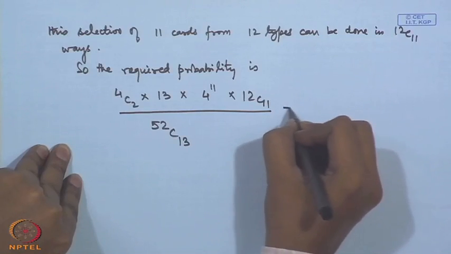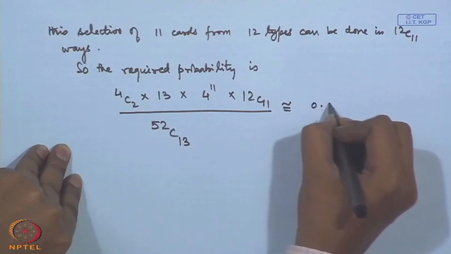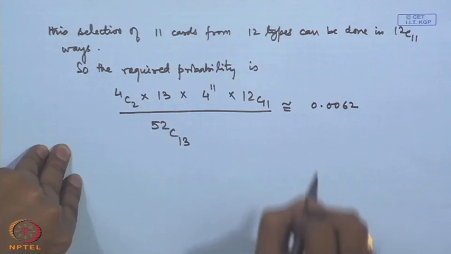So, the required probability is 4C2 into 13 into 4 to the power 11 into 12C11, and the total number of ways of choosing 13 cards out of the pack of 52 is 52C13. So, this number can be calculated, and this is approximately 0.0062.